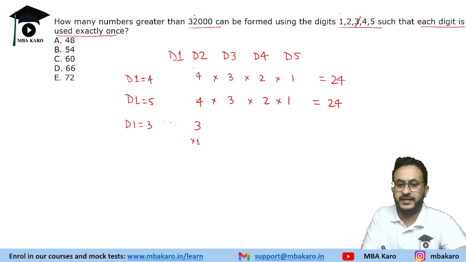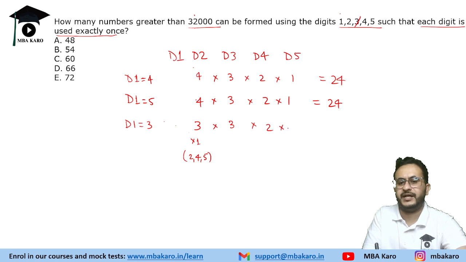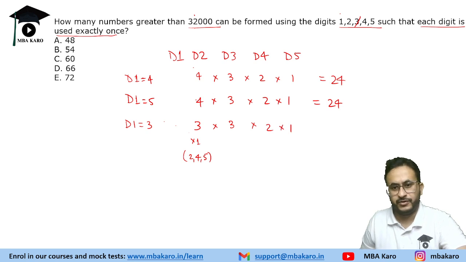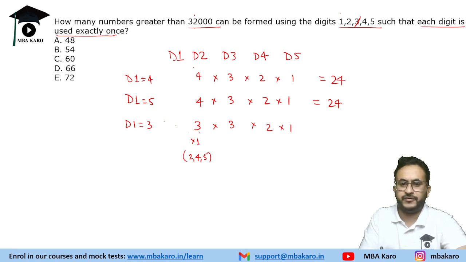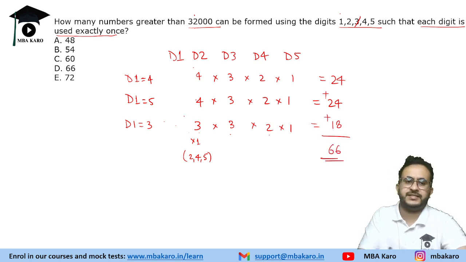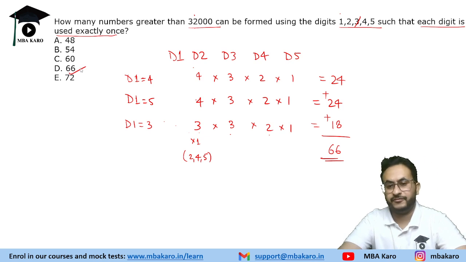Suppose we are using 3 here, so we can use 2, 4, or 5. Sorry, 2, 4, and 5. 3 options are available. Okay, now we have used 2 digits. Now 3 options, 2 options, and 1 option. So that will be the number of ways. So 9 into 18. 48 plus 80 is 66. There are 66 such numbers that can be formed.